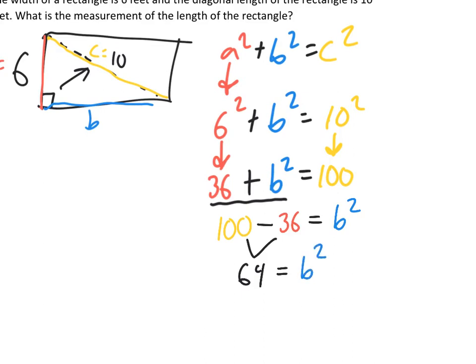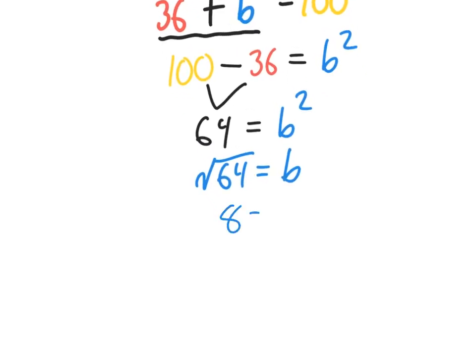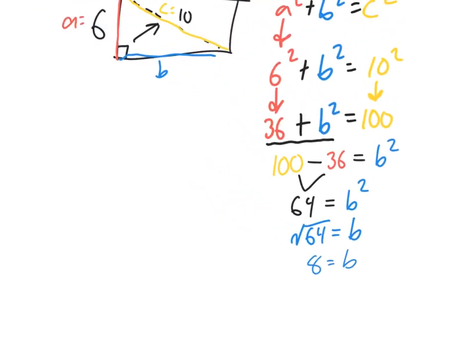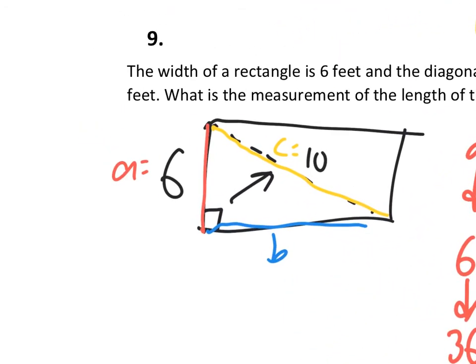So now at this point, I'm going to take the square root of 64 to be left with just B. And square root of 64 is just 8. So no multiple choice on this one, but I do know that side B is going to be 8. And it makes sense too, because 8 is going to be less than my side C, which sounds just about right.